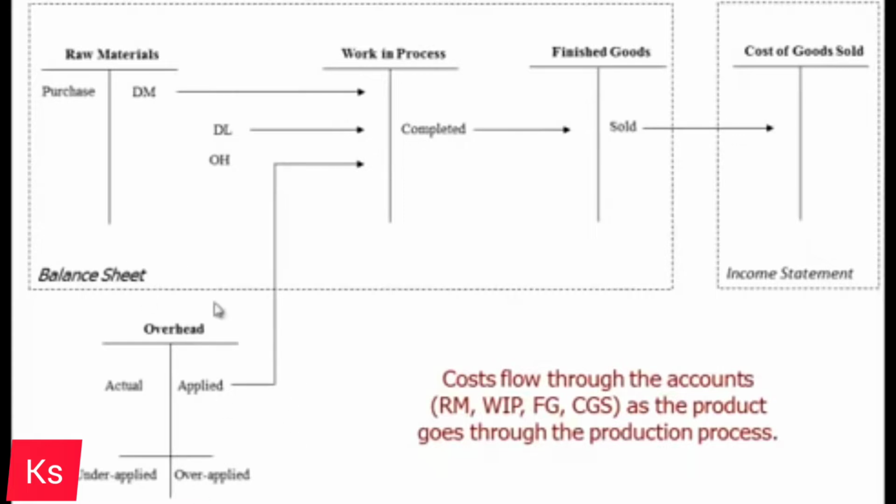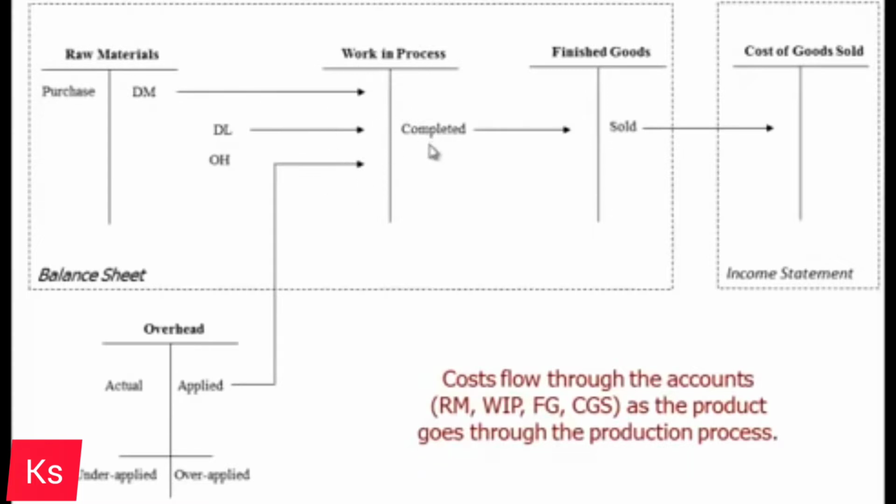So we would also have an overhead account. And into this account, we would record the actual overhead incurred. That would be a debit to the overhead account. And then as products are completed, we apply the overhead or allocate a portion of that overhead to the individual products, recording that into the work in process account. All of these costs, material, labor, and overhead, are collected in the work in process account for an individual product.